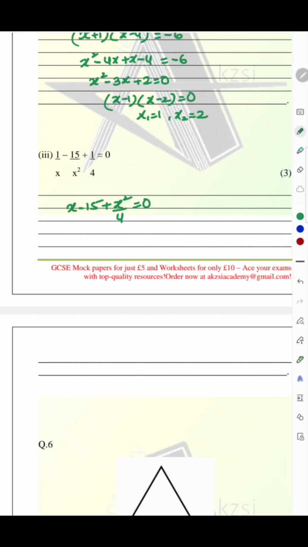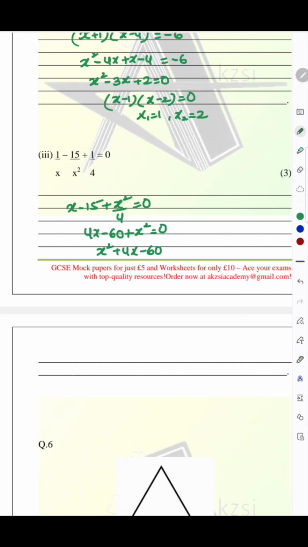Now 4 is in the denominator, still it's there, so just multiply with 4 as well. So both the sides by 4. This will give you 4x minus 60 plus x squared is equal to 0. Or if I rearrange it in the standard form, x squared plus 4x minus 60.